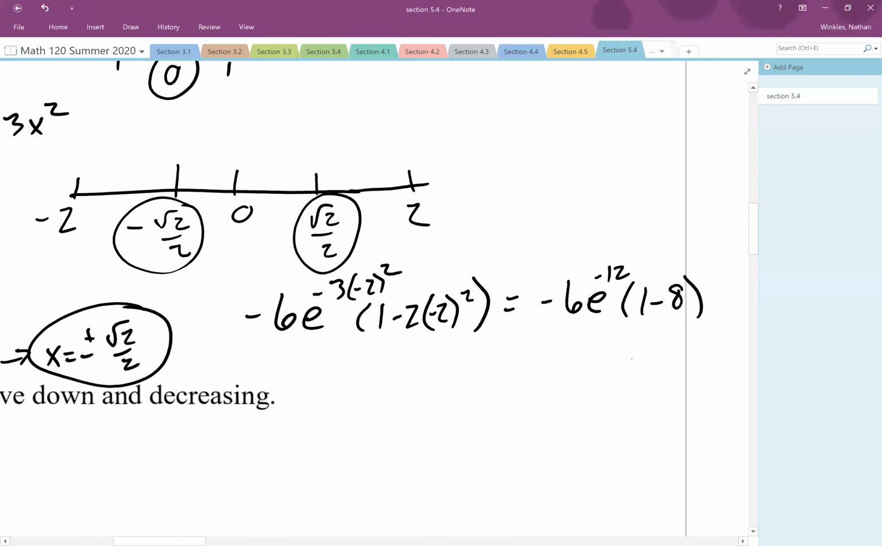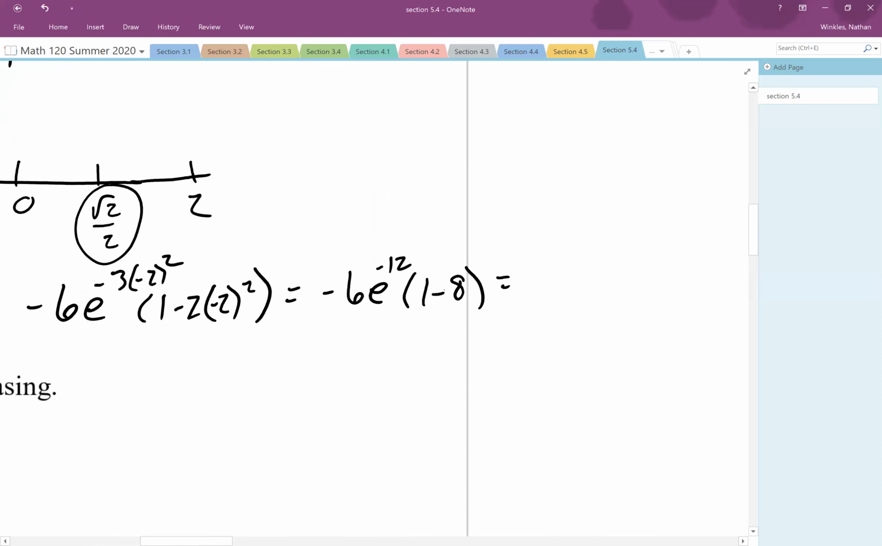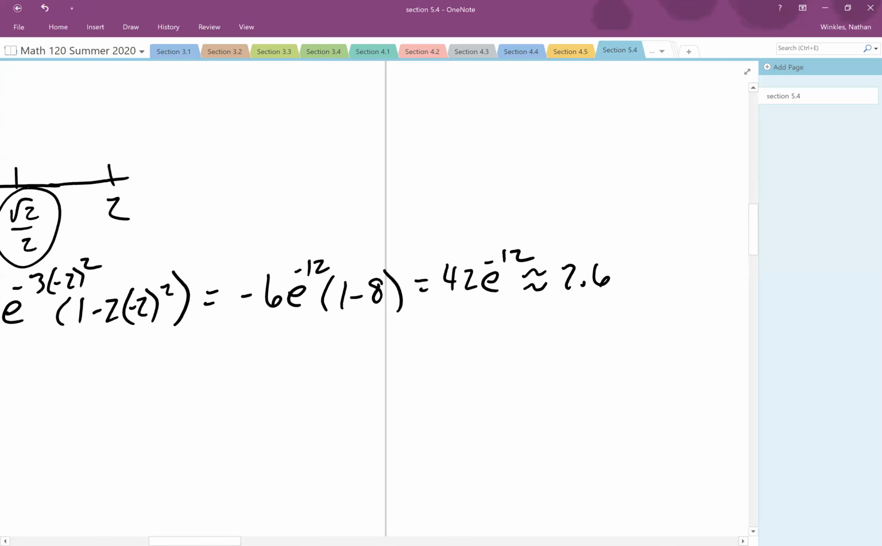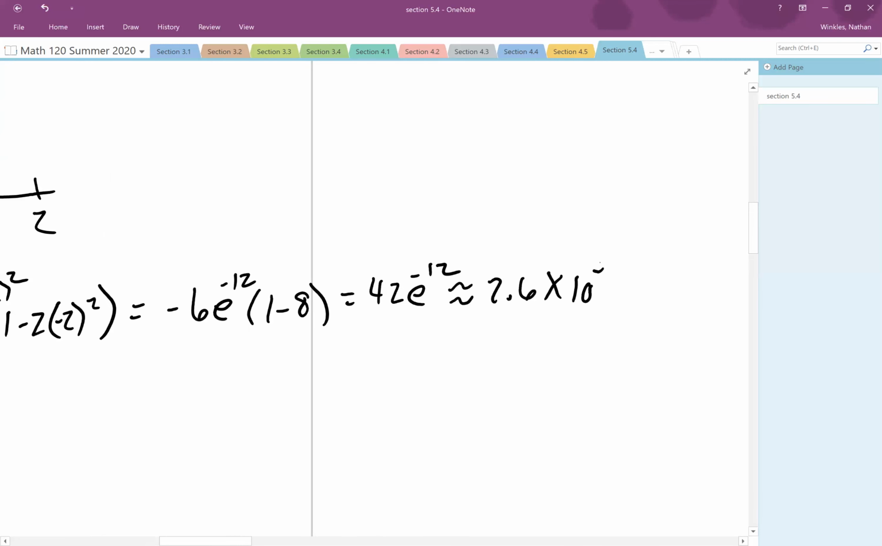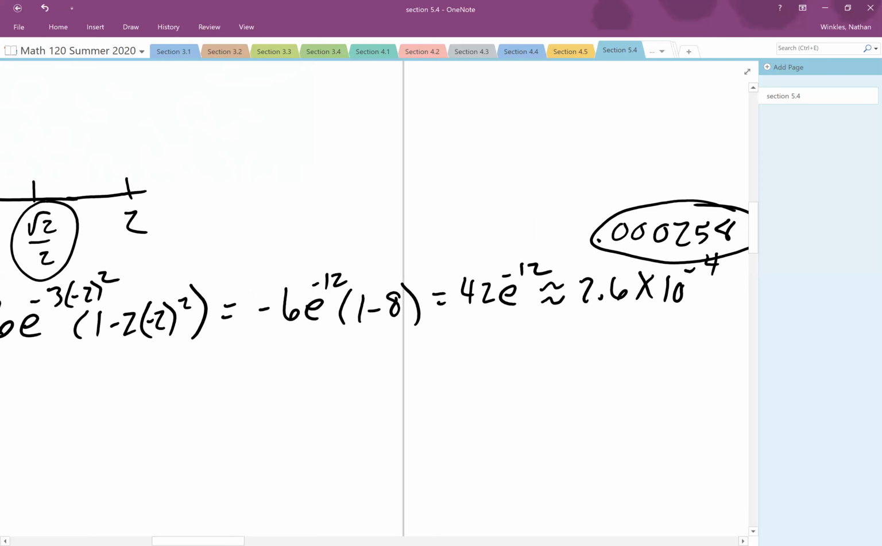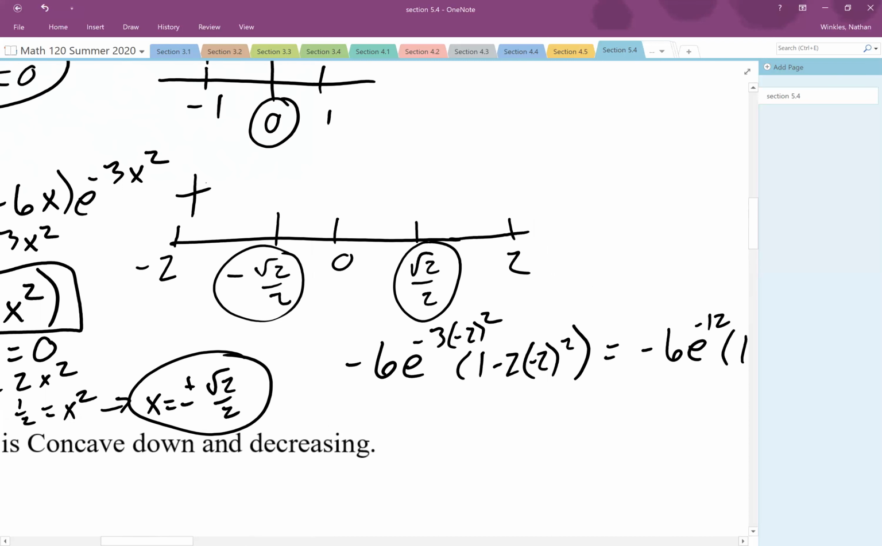8. So 1 minus 8 is negative 7. Negative 7 times negative 6 is 42e to the negative 12th, which should just give us a really small positive decimal. Yeah, this is approximately 2.6 times 10 to the negative fourth, or 0.000258. So it's a positive value.